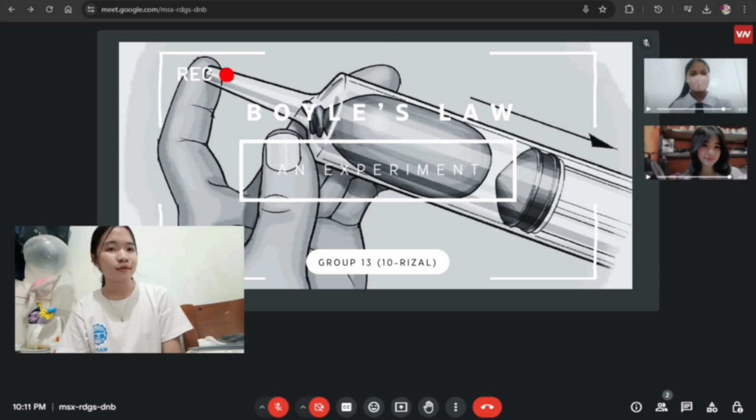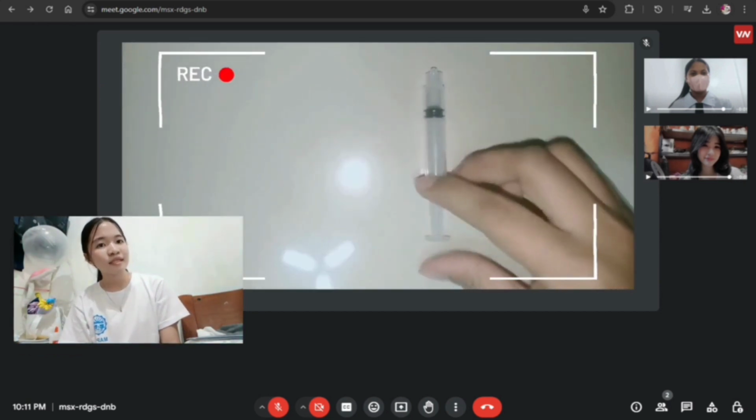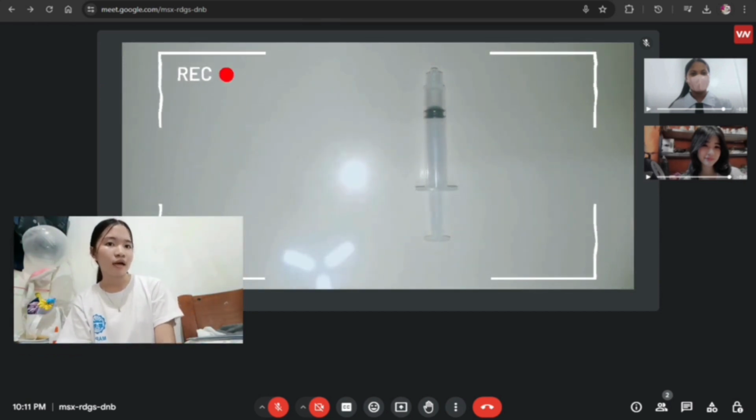So today, we're gonna conduct an experiment called Boyle's Law. The materials that we are gonna use are syringe and marshmallow.